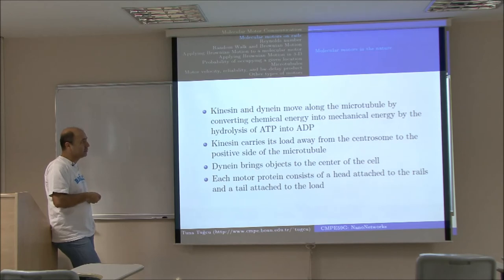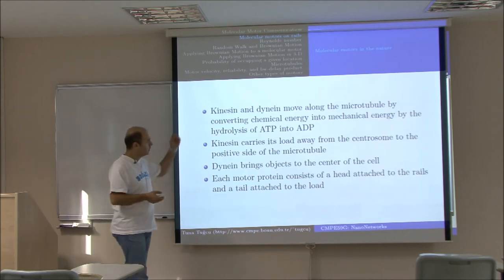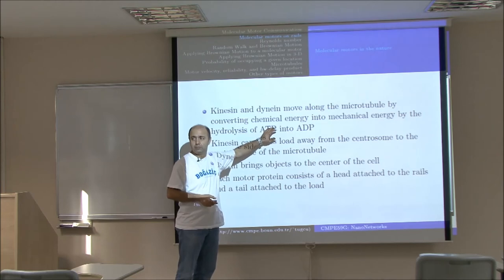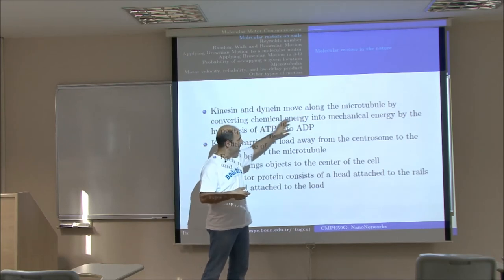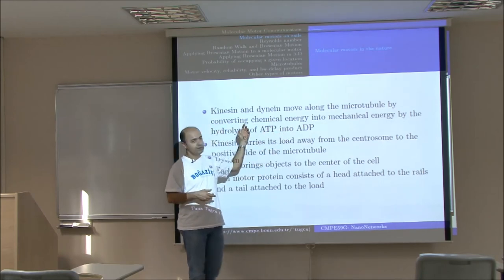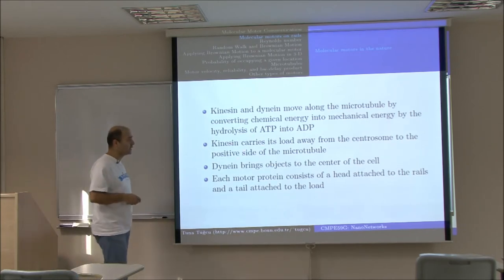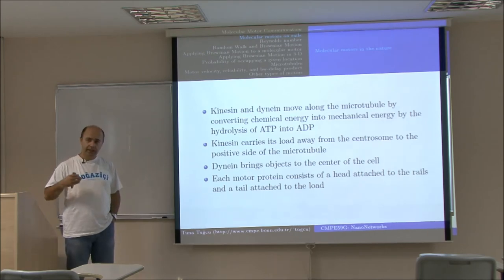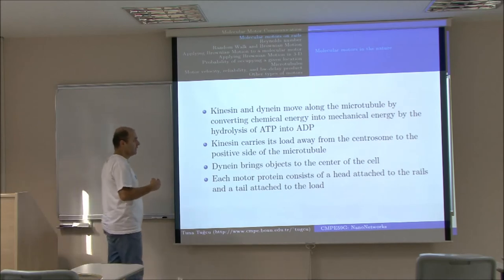The kinesin and the dynein move along the microtubule by converting chemical energy into mechanical energy by the hydrolysis of ATP into ADP. What this means is the following. The molecular motor takes ATP and by hydrolyzing it, ATP is transformed into an ADP. This way, you're converting chemical energy to mechanical energy, and this way you're moving. The kinesin carries its load away from the centrosome, which means it moves towards the positive polarity, whereas dynein works in the reverse direction.